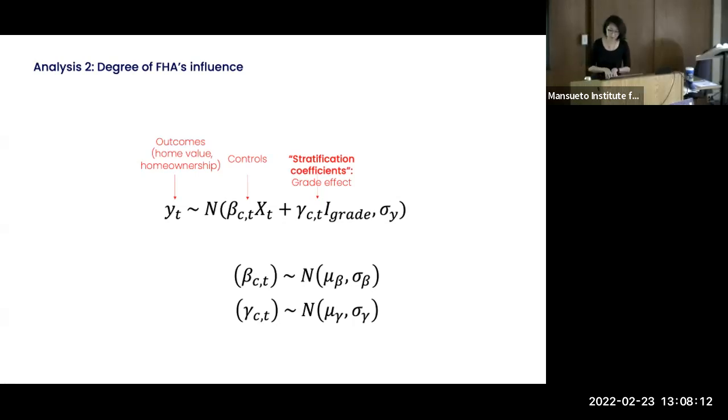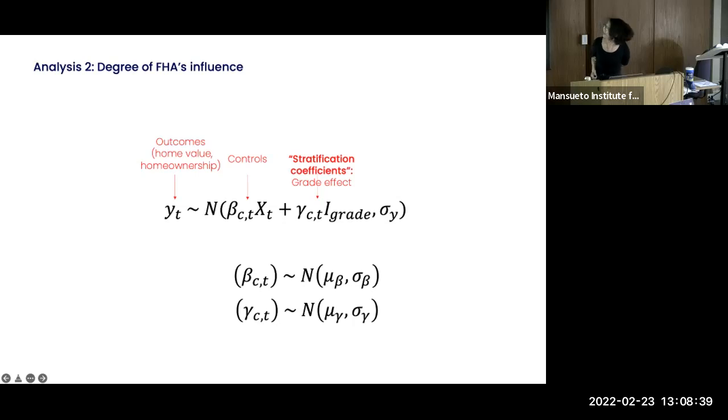Because these coefficients are going to be partially pooled across cities, I assume that they're again drawn from a normal distribution of parameters. That's this: mu beta, sigma beta, mu gamma, sigma gamma. So is this HLM or OLS? This is hierarchical. Okay. I'm sorry, what's the gamma Y?